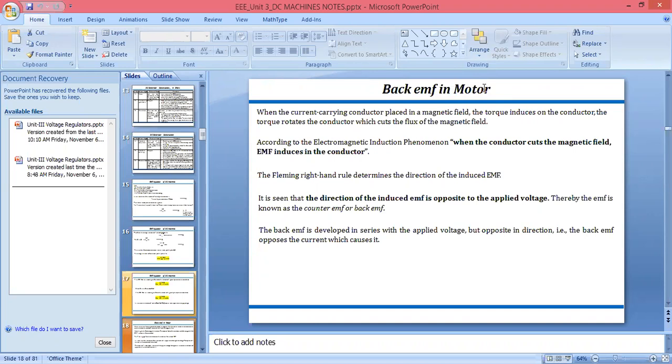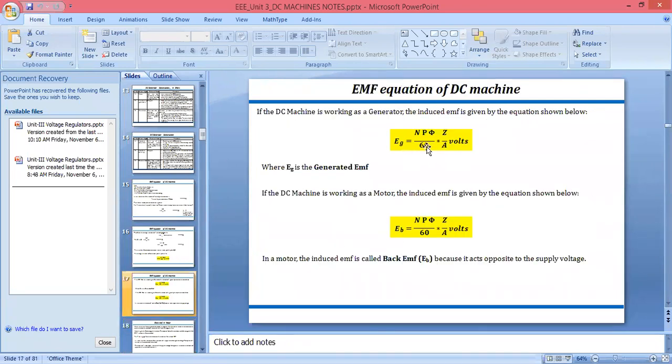I have not written DC machine here. Keep this in mind: back EMF will get introduced in the DC motor. This is a type of DC machine. And if there is a DC generator, at that time these equations are similar, but the only difference is that here that EMF we are calling the back EMF, and there this EMF we are calling the generated EMF.